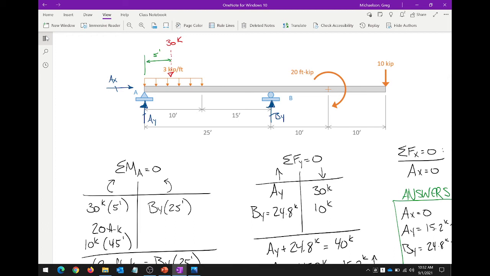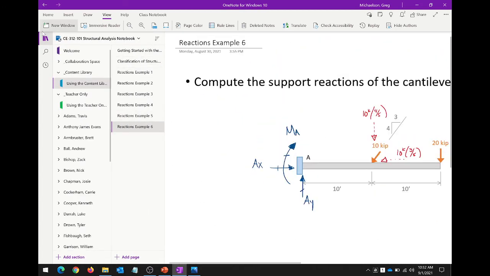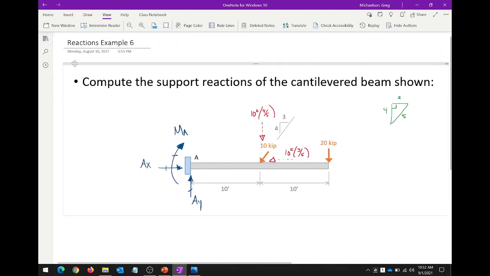To eliminate two unknowns, right? AX and AY pass through A. So by summing moments at A, we could directly solve for B. So there was a strategy to that, right? There's no strategy with a cantilevered beam. It doesn't matter what order you do it in. You can do sum of forces in the Y first. You can do sum of forces in the X first. It doesn't matter because let's take the Y direction. There's only one unknown. So we could just solve for that right now. We could solve for the X component right now.